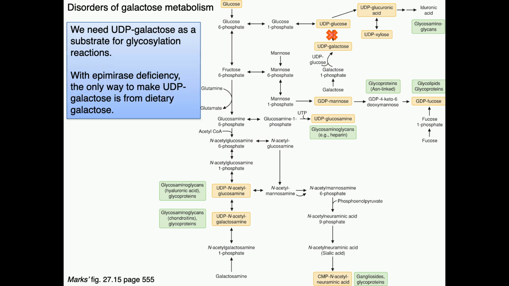If we have an epimerase deficiency, on the other hand, the only way that we can make UDP galactose is through dietary galactose. Okay, so in an epimerase deficiency, we need this, so the only way to get it is to try to fine-tune the dietary input of galactose so that you get just enough that you need, but you don't have this issue of tying up all the phosphates in the cell. Okay, is that understandable? Or any questions on that?